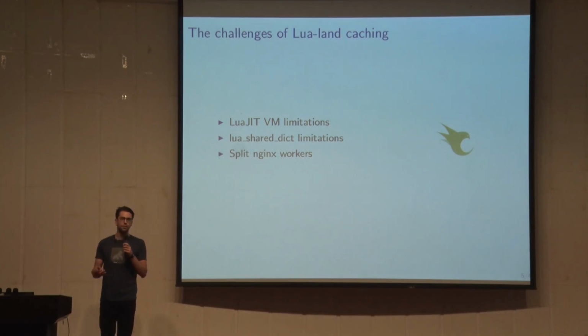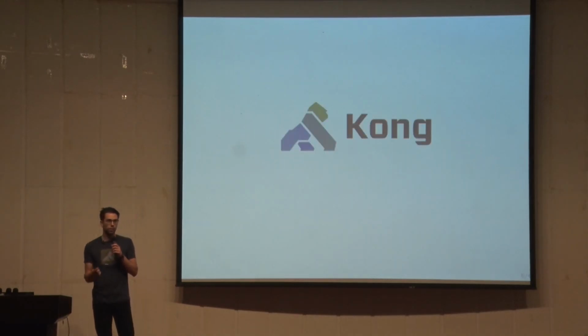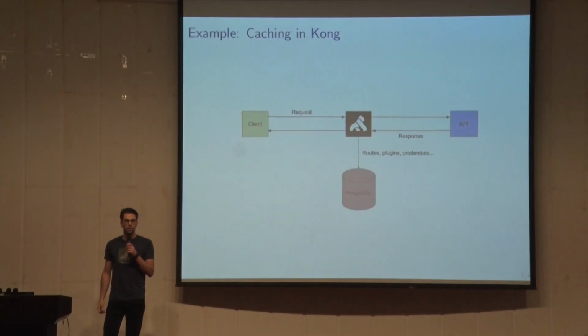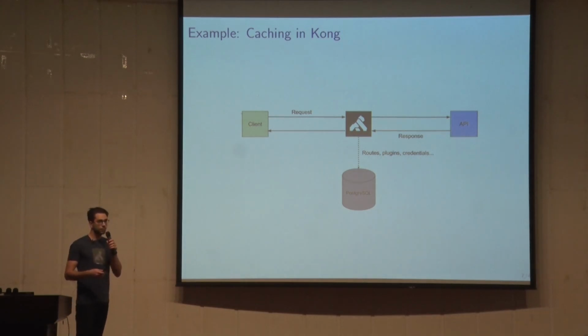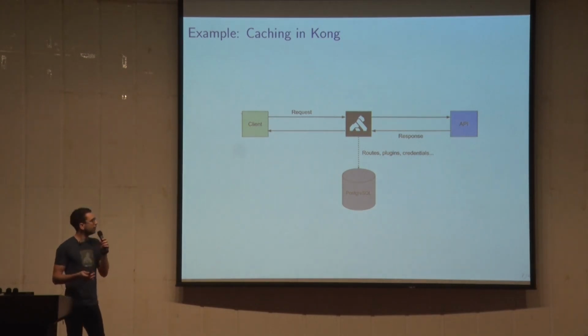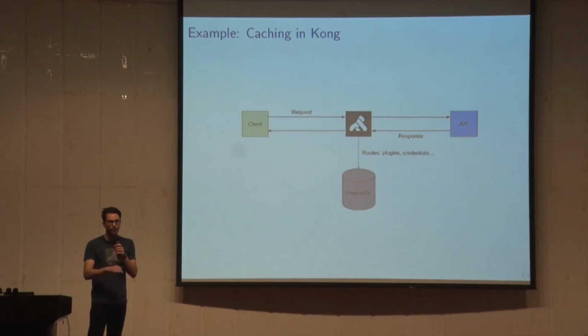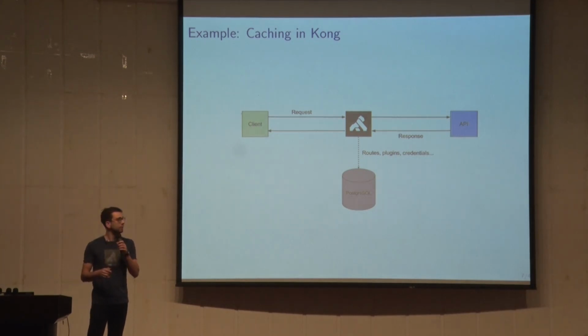So let's take a little step back and talk about where all of this pain came from. In Kong, we have some values to cache in the Lua land. Specifically, Kong does some sort of caching of the request and response payload, but in this particular case, I'm going to talk about caching of the configuration.